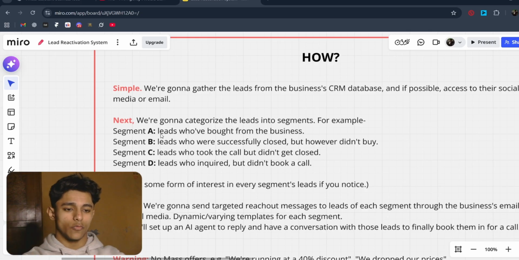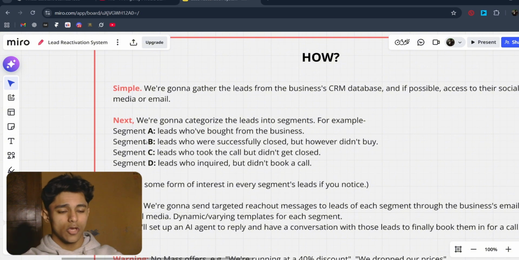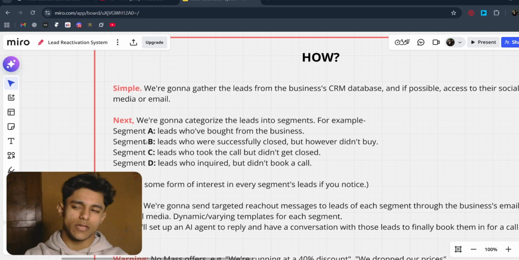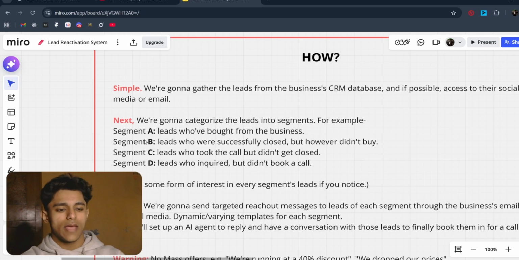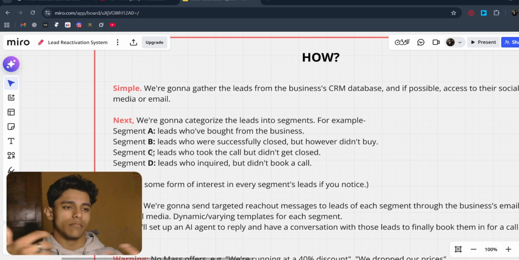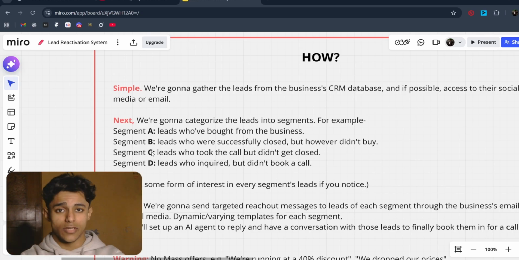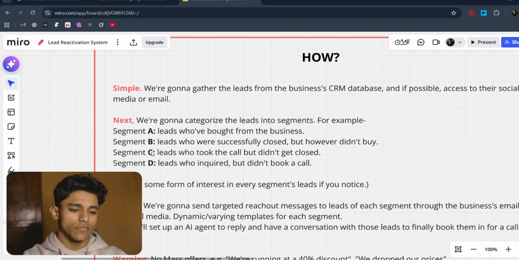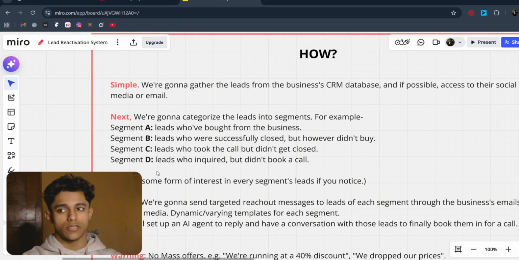Segment A contains the leads who've bought from the business already. So let's say, simply, the past clients. Then segment B, the leads who were successfully closed, but halfway through, they however didn't buy. Then segment C, the leads who took the sales call but didn't get closed. Unfortunately they weren't closed, and that's just how they vanished into the CRM database. And the fourth one, segment D, the leads who inquired but didn't book a call.